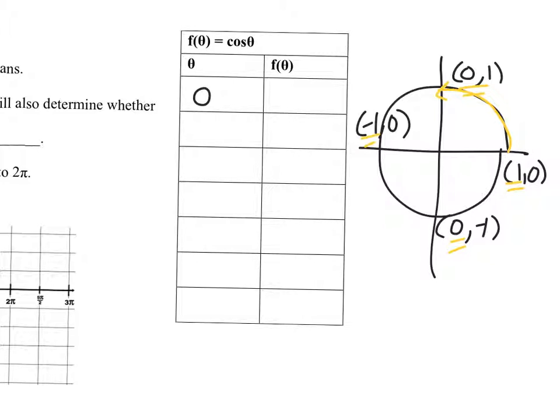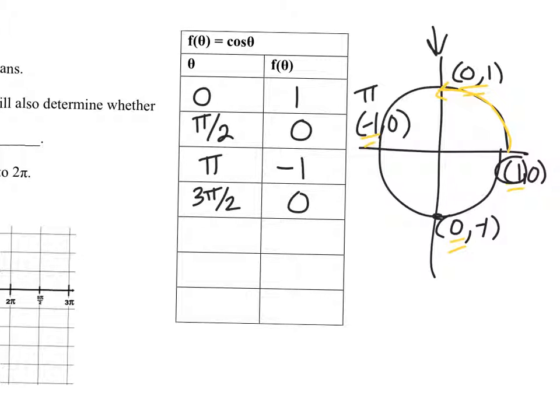So the cosine of 0 is the x value at 0, which is 1. The cosine of pi over 2, that's 90 degrees, the x value is 0. The cosine of pi is going to be negative 1. The cosine of 3 pi over 2 is going to be 0. And the cosine of 2 pi is going to be 1. And it's going to start repeating itself.